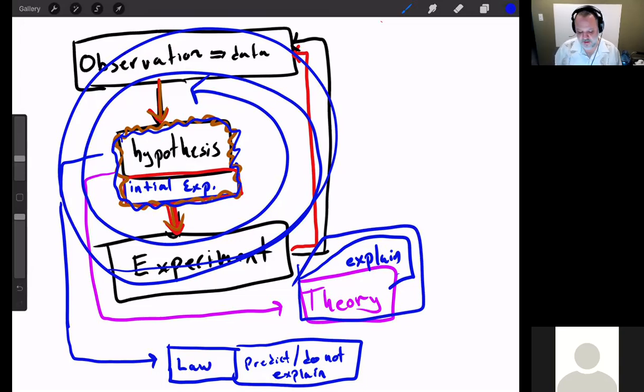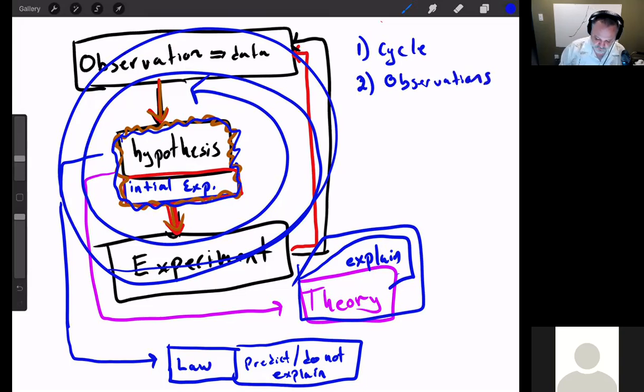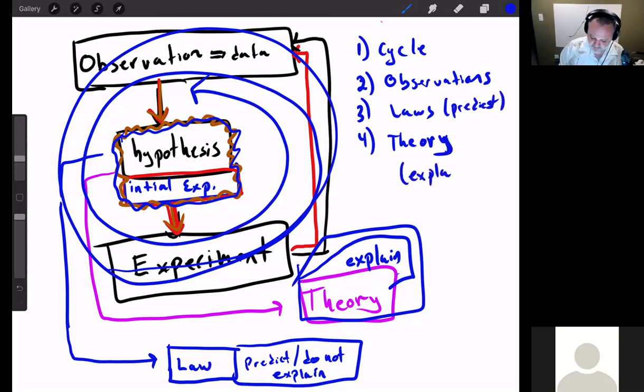And so what are the take-home messages about the scientific method? It's a cycle. It's based on observations. And observations are what experiments are designed to do. At the end of the day, they can produce laws and theories. And the law predicts, but it doesn't explain. Theories explain. So what I want to do is I want to pause right there, because that's really the end of it.